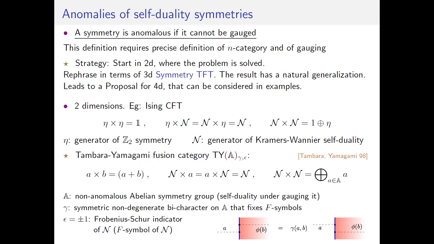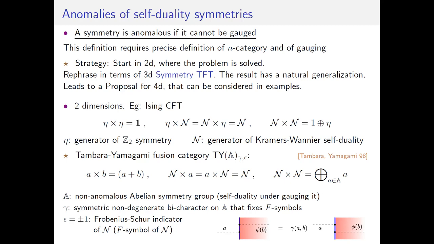Or equivalently, it tells us if we have this symmetry defect N and we end lines on both sides, now we get points. And if we try to commute these points, we get a phase. This phase is described by this gamma. This will have a generalization to four dimensions. And besides, there is a Frobenius-Schur indicator, a plus or minus sign, which encodes the F symbol of N. And this also will have a counterpart in four dimensions.